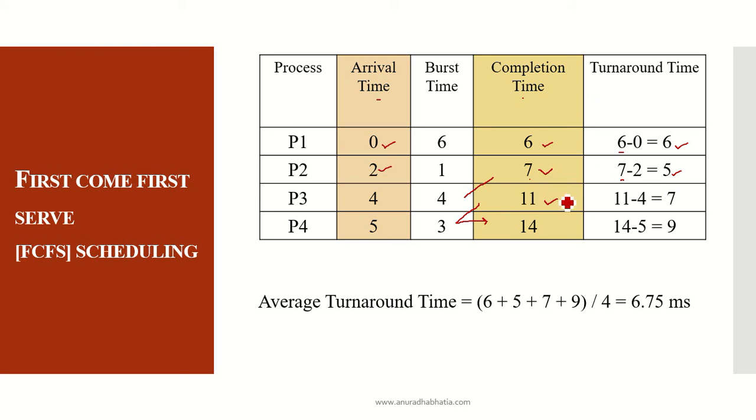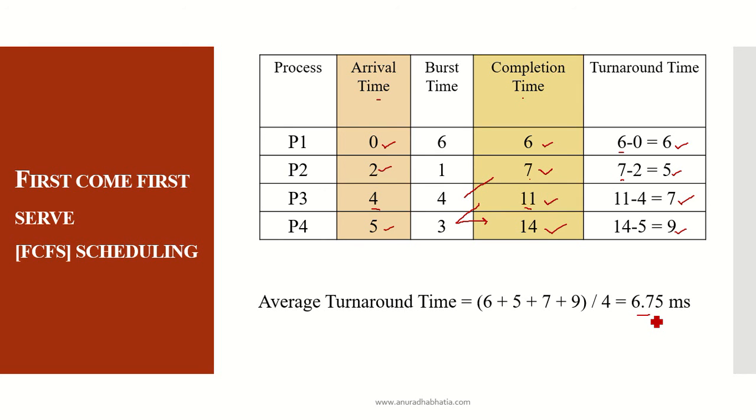And for process P3, completion time is 11 and arrival time is 4. So 11 minus 4 is 7. And for process P4, the completion time is 14 and the arrival time is 5. So the turnaround time is 9. Now, to find out the average turnaround time, we need to add all of them and divide by 4. So we get the average turnaround time is 6.75 milliseconds.